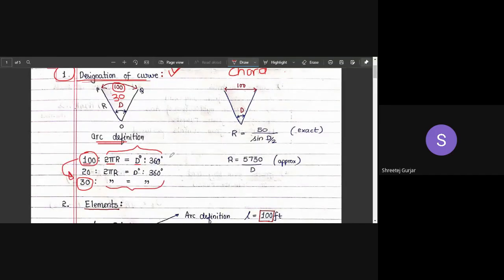If you remember this particular thing, you can easily write down for any length of a curve. If they give you a 20-meter curve, a 30-meter curve, or a 10-meter curve, you can just substitute over here.